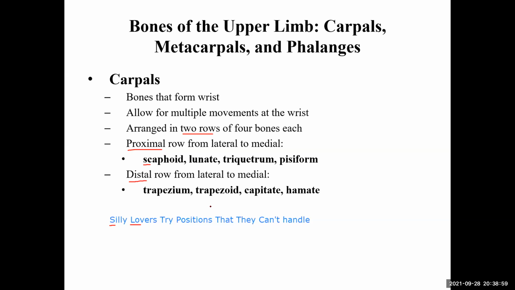The first part of the mnemonic lists all the bones in the proximal row. When we're doing the proximal row, we're going from outside in, from lateral to medial, starting with the thumb. Always start with the thumb. Scaphoid is going to be on the thumb side, pisiform is going to be on your pinky side. I thought I'd throw that out there for you. Again, I don't have a lot of mnemonics, so don't count on me.